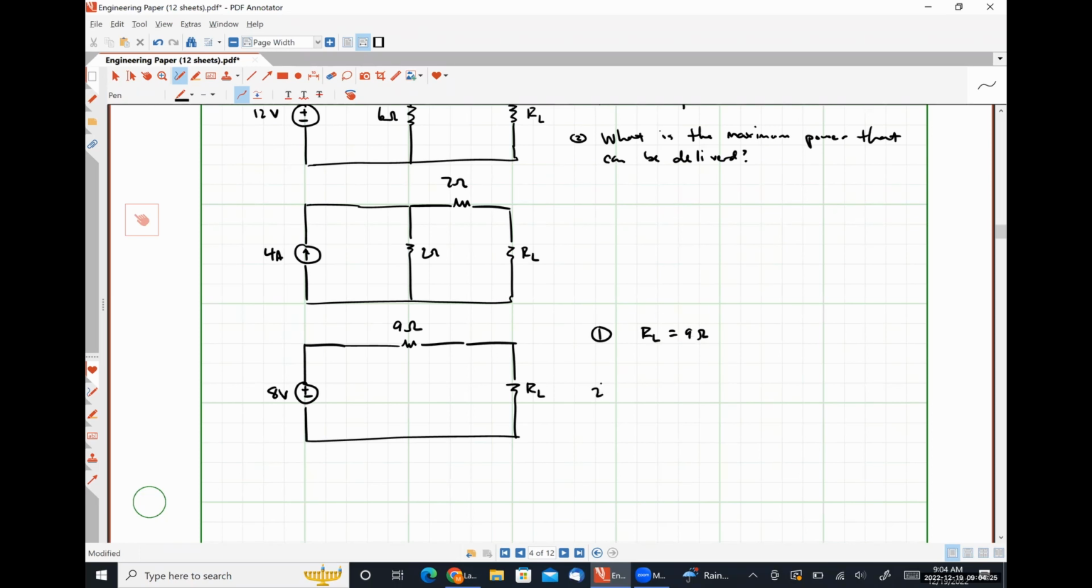Absolutely correct. For part 2, I now apply my equation, right? So P max is going to be 1/4 times VS, which is 8 volts squared, divided by RS, which is 9 ohms. So that's going to be 64 over 36 watts. And that could be simplified, but I'm lazy. 32 over 18. That's it.